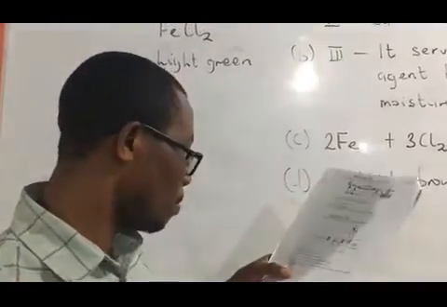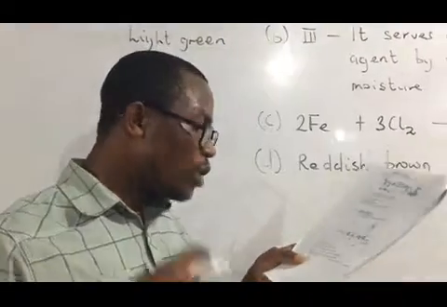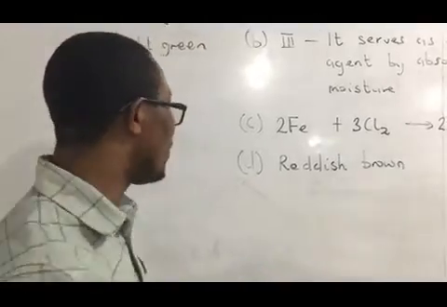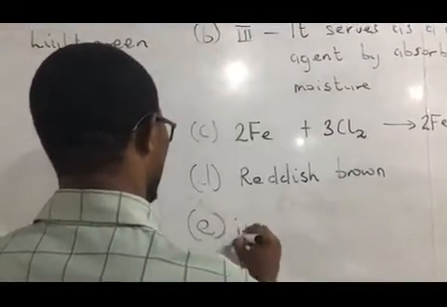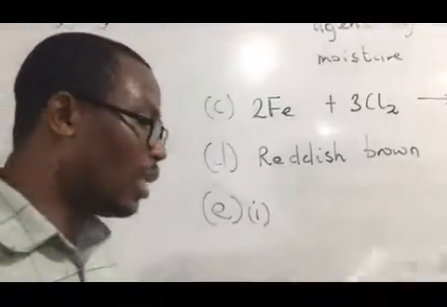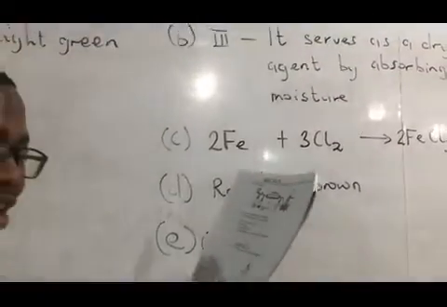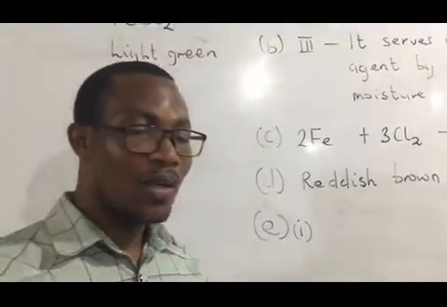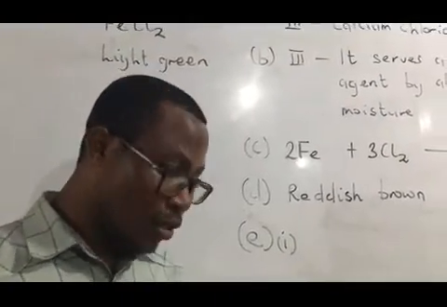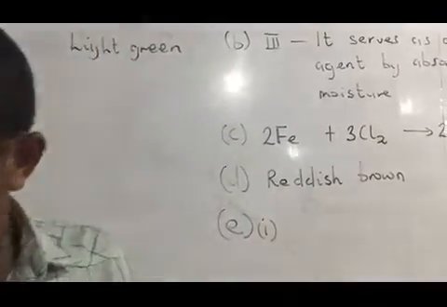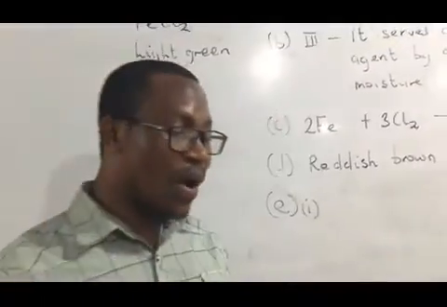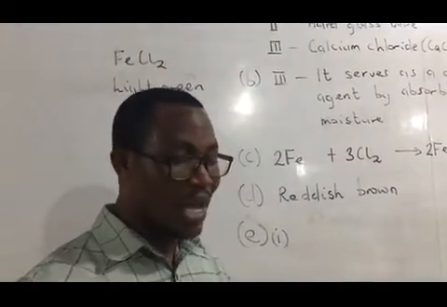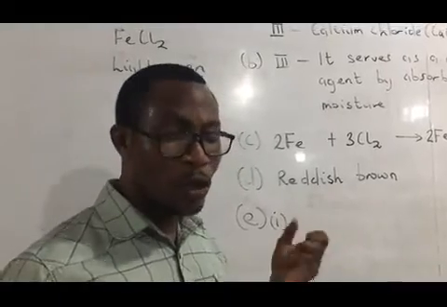Okay, question E. EI says, why should the preparation of chlorine gas in the laboratory be carried out in a fume chamber? Now it is important for you to know that the fume chamber is used for preparation of poisonous gases, gases that are toxic, so that during the preparation, the one who is preparing the gas does not come into direct contact with the gas. Because the gas is poisonous, you end up becoming choked.